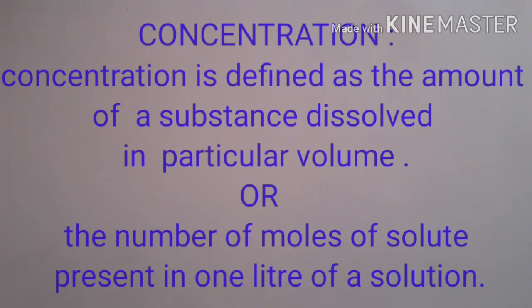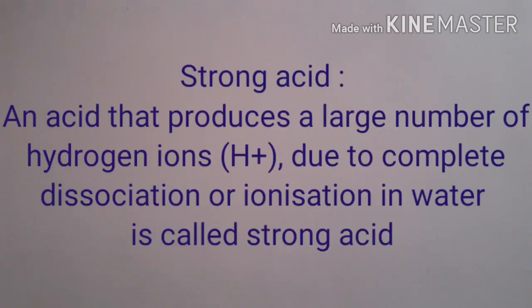Strong acid and weak acid. Strong acid. An acid that produces a large number of H plus ions due to its complete dissociation or ionization in water is called strong acid. That means when you add acid in water and it dissociates completely to produce a large number of H plus ions, then we can call the acid a strong acid.